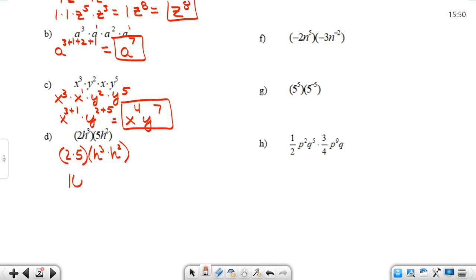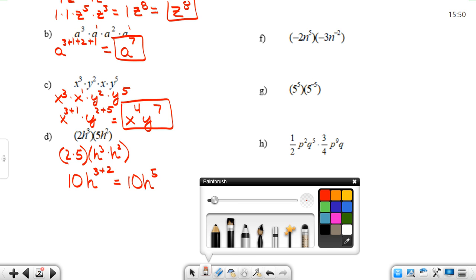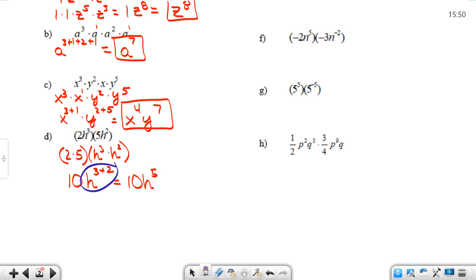So we have 2 times 5, which is 10. And then this is going to be h to the 3 plus 2, which is going to give us 10h to the 5th. Now, guys, some of you might say, do I need to do this step right here? Do I need to do h to the 3 plus 2? No, you don't have to, guys. Like I said, I'm just showing you the full and complete method. That way, I'm not leaving any gaps in the explanation.